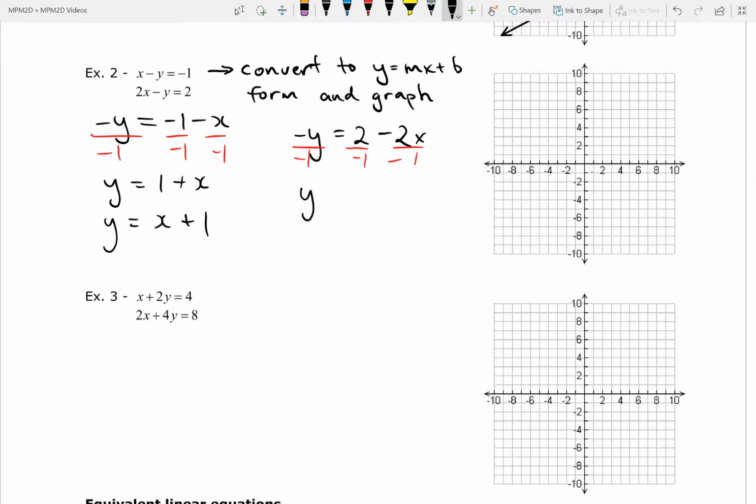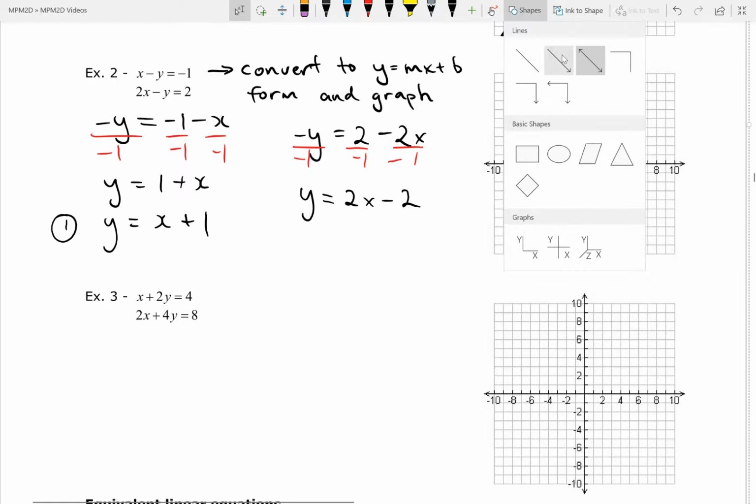So on the left side, I have my positive y. And then on the right side, I'll do the x first. Negative 2x divided by negative 1 is positive 2x. And 2 divided by negative 1 is minus 2. Okay, so there you go. There are my two equations. I'm going to graph them now, starting with the first one here, y equals x plus 1. This is simply, well, 1 is my y-intercept, and my slope is positive 1. So I'm just increasing my line like that. And then I'm going to connect those points with a straight line.